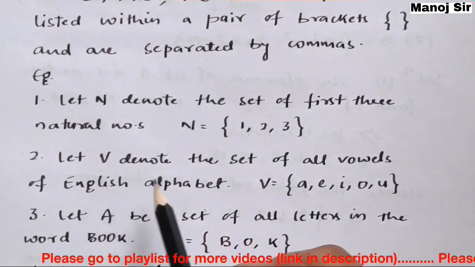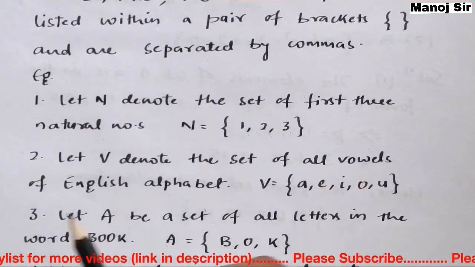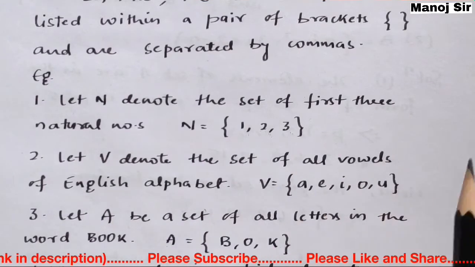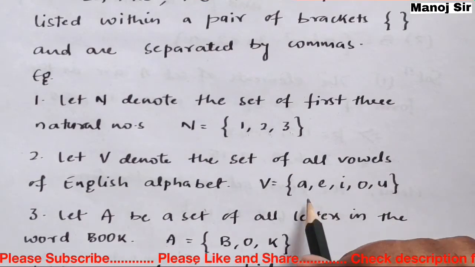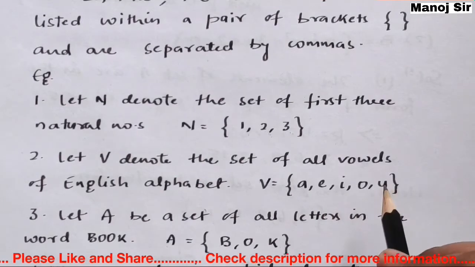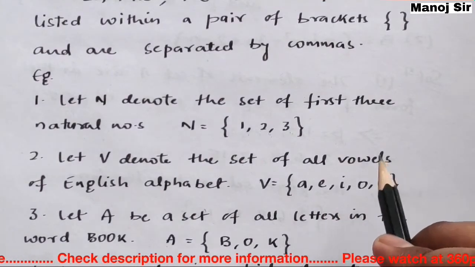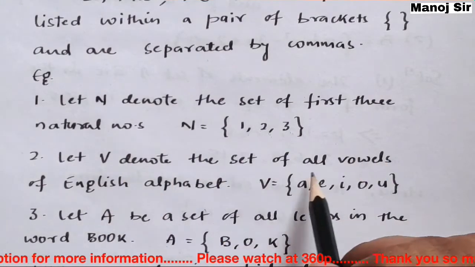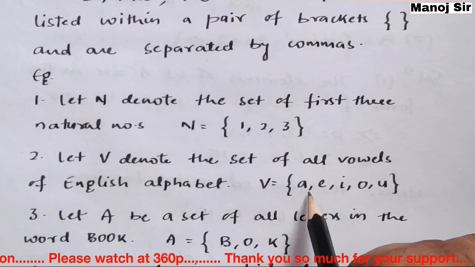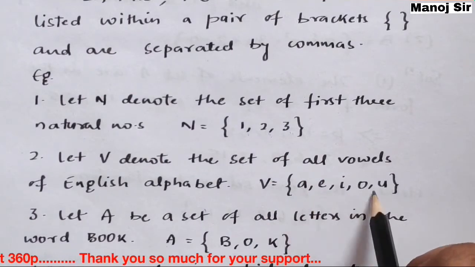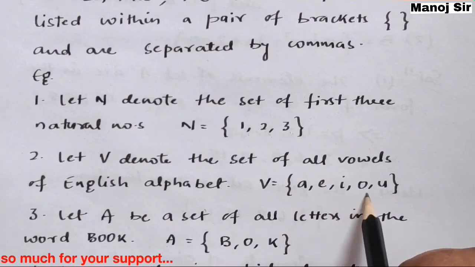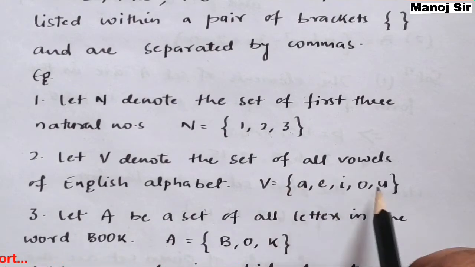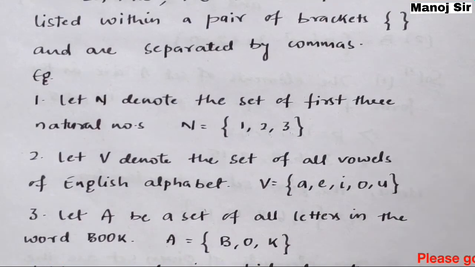Let V denote the set of all the vowels of the English alphabet. I believe that you know about vowels, that is A, E, I, O, U. These are the 5 vowels in the English alphabet. So V equals {A, E, I, O, U}. All these 5 elements are separated by commas and listed within curly brackets or braces.